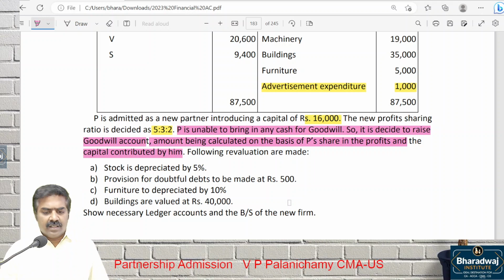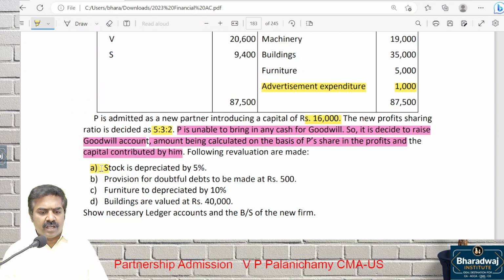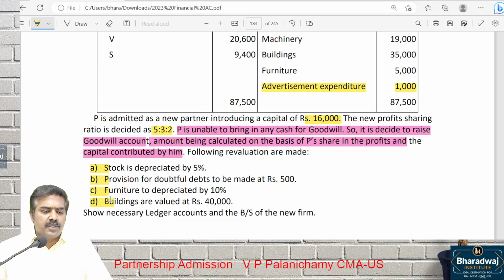We'll see. Then the following revaluation is made. How many revaluations are given? Point A: stock depreciated by 5%. Provision for bad debts, what percentage? 500. Then furniture, 10%. Building revalued at 40,000. Points A, B, C, D will come in which account? Revaluation account. These will come in revaluation account.